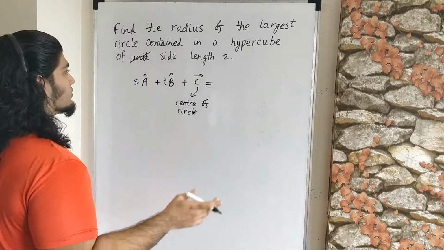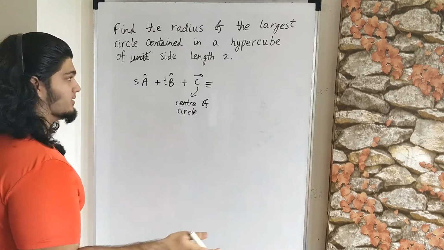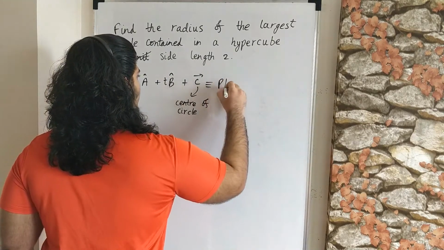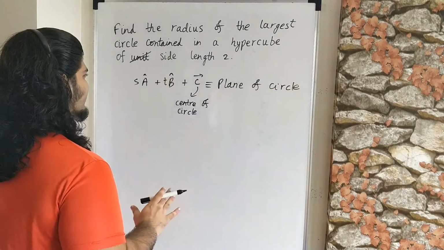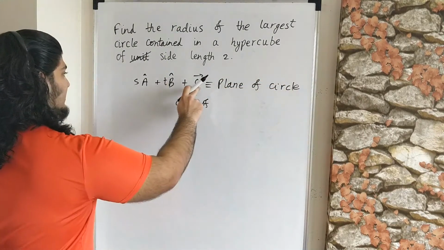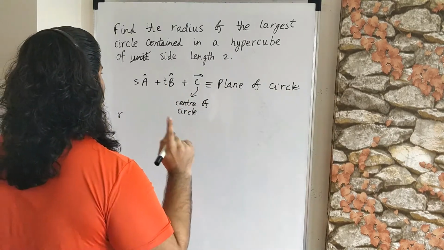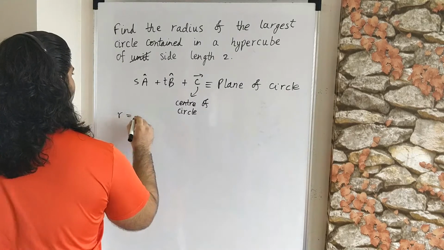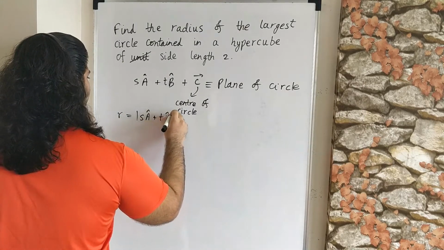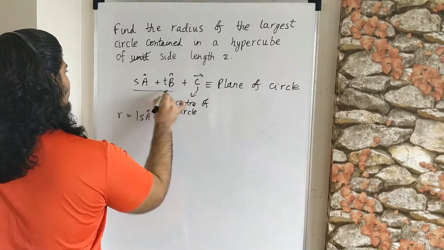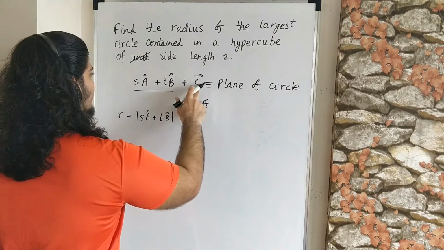So since we are going to draw a circle on this plane anyway, it's better if we define the plane in terms of the circle. So this is the plane of the circle. Now the distance of any point on the circle from the center of the circle must be its radius. Let's call it r. So that means that r is equal to the magnitude of s a hat plus t b hat, because s a hat plus t b hat is the position vector of any point on the circle with respect to the center.